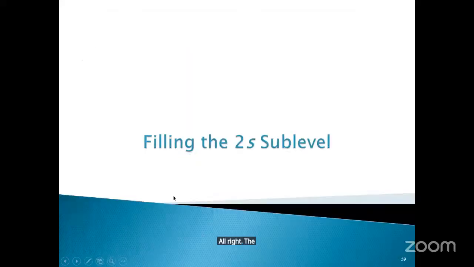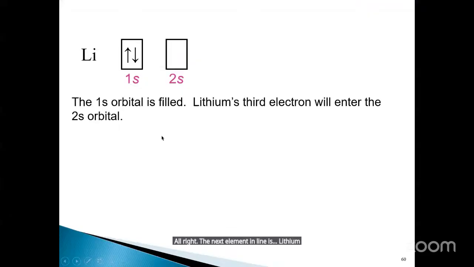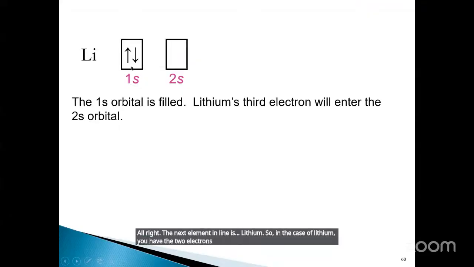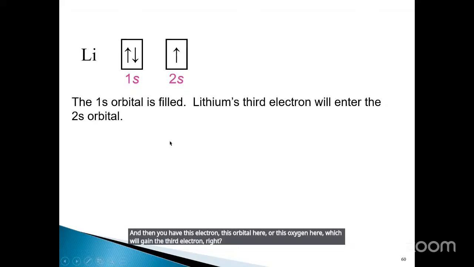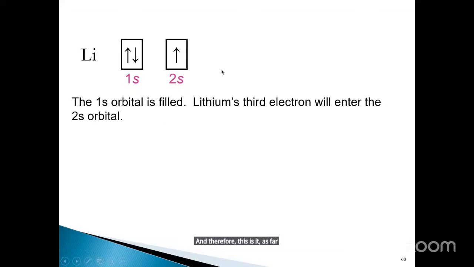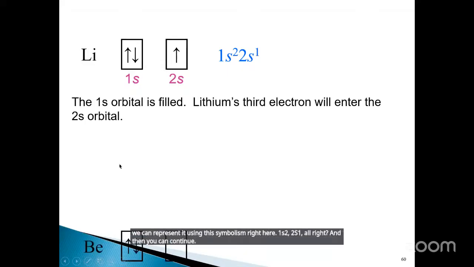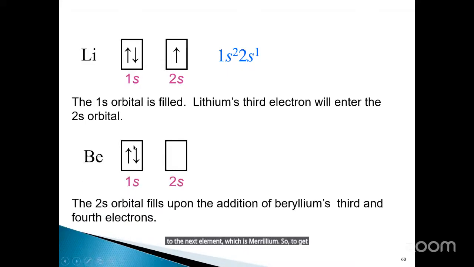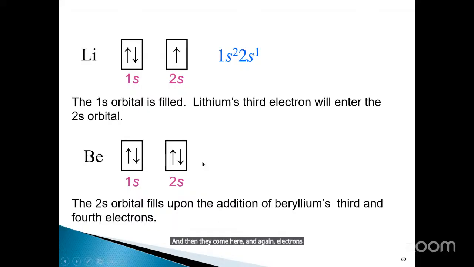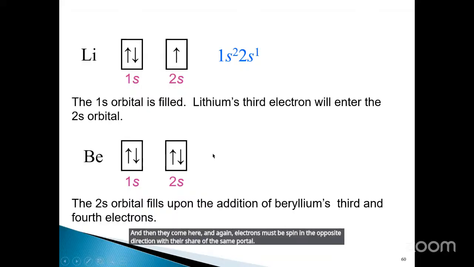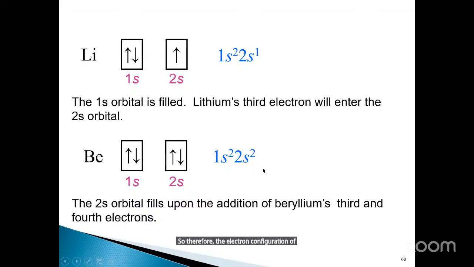The next element in line is lithium. In the case of lithium, you have the 2 electrons going into the 1s subshell, and then you have the 2s subshell, which will gain the 3rd electron. This is how the electrons are distributed, and we can represent it using this symbolism right here, 1s2, 2s1. And then you can continue to the next element, which is beryllium. To get from lithium to beryllium, all we have to do is add an electron here. Again, the electrons must be spinning in the opposite direction since they share the same orbital. So the electron configuration of beryllium is 1s2, 2s2.